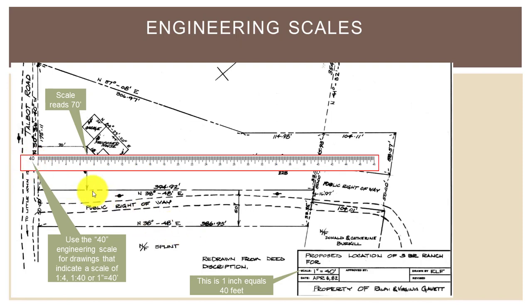But the distance from here to here is 1 inch. That would be 40 feet. You keep going and you get to 6, and then this would be a 7 if it was labeled. That 7 represents 70 feet, and that 70 feet is the actual distance right there.